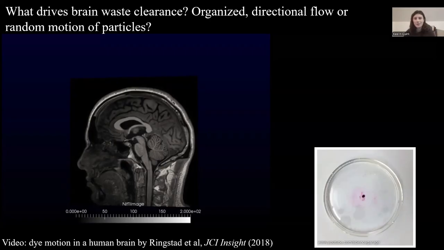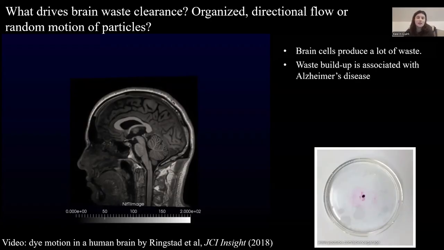I am going to be telling you about a recent paper from our group in the Mechanical Engineering department that looks at the question, what drives brain waste clearance? So your brain cells produce a lot of waste. They are very active cells, and just like your kidneys filter waste from your blood to keep you healthy, your brain also has to remove the waste it produces every day. If that waste builds up, it can cause serious problems like Alzheimer's disease.